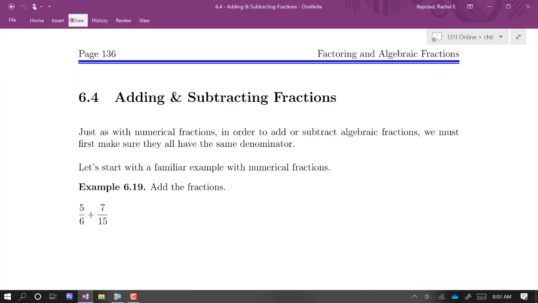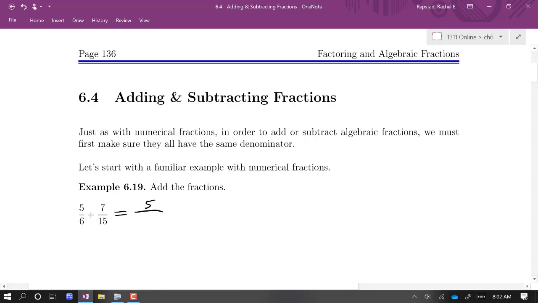All right, in this section, we're going to add and subtract algebraic fractions. And just like with numerical fractions, we have to make sure we have a common denominator before we can add them together. So when we begin that process, we always start by just factoring the denominators. It doesn't matter if we factor numerators. In fact, leave the numerators unfactored, even if they would factor. So you factor the denominators.